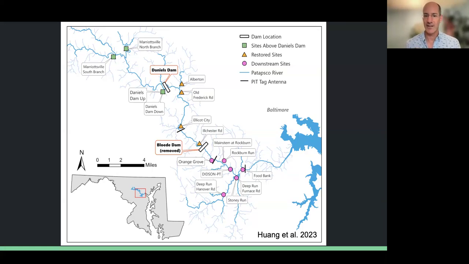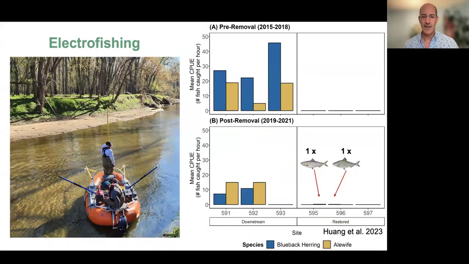So those are the yellow triangles or orange triangles. And then Daniels Dam also has a fish ladder on it that allows fish to get by potentially. So we sampled a few sites upstream of there as well. Those are the green squares, the sites above Daniels Dam, very cleverly named. And I'll show you data from some of the different sampling methods.